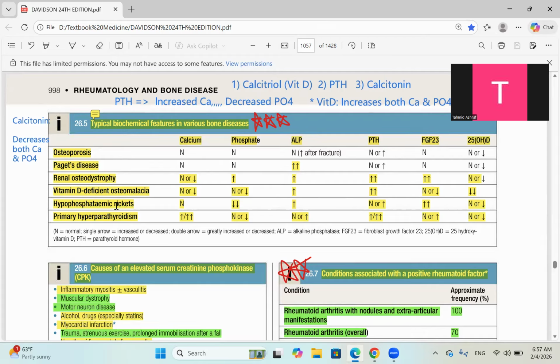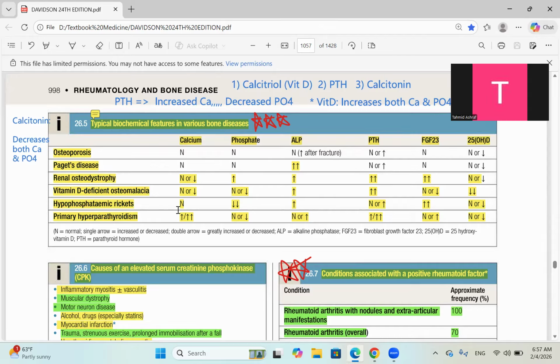Now, similar disease in children is rickets. Vitamin D deficiency in children is called rickets. So in rickets, there will be diminished 25 hydroxy vitamin D level. Like osteomalacia, we would expect that the calcium level and phosphate level would both decrease, but it is a different type. It is just hypophosphatemic rickets.